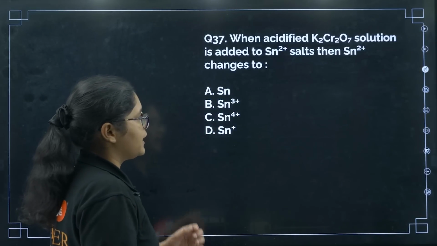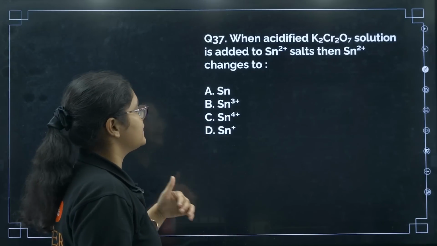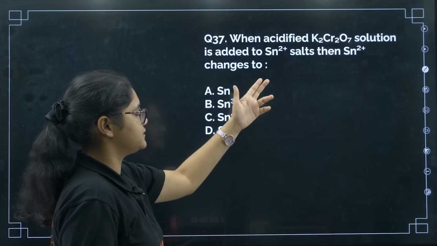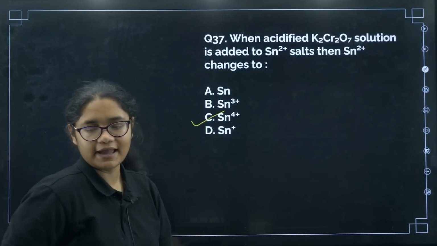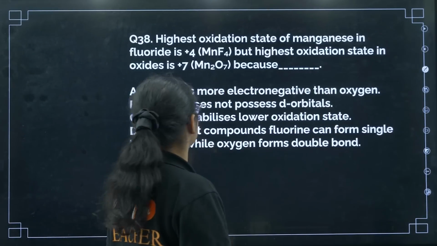When acidified K2Cr2O7 solution is added to Sn2+, then Sn2+ changes to... So it is an oxidizing agent. Sn2+ will be oxidized to Sn4+. Okay. Next, question number 38.